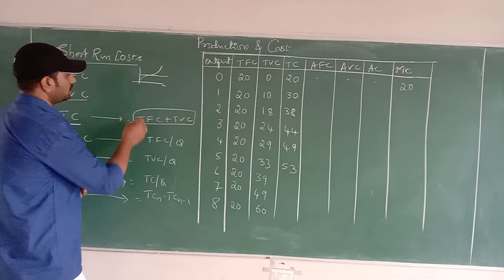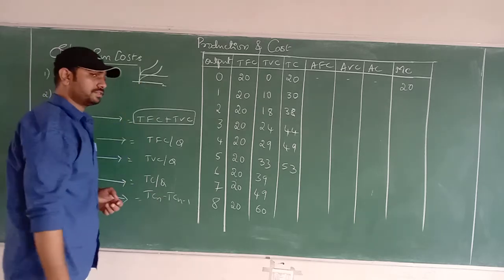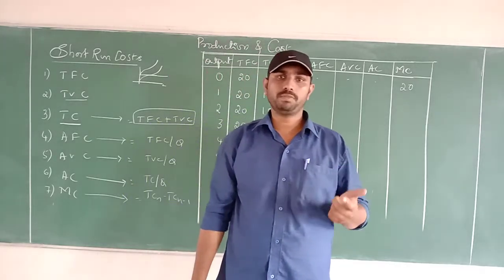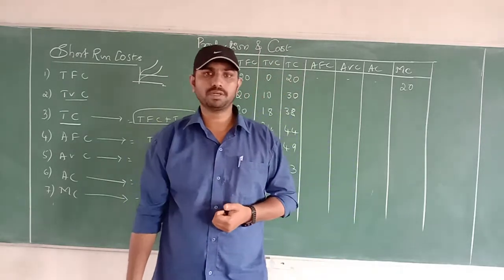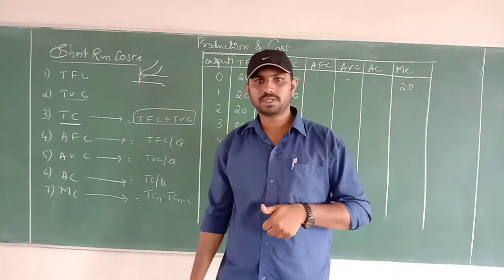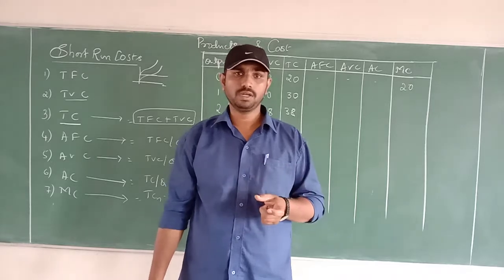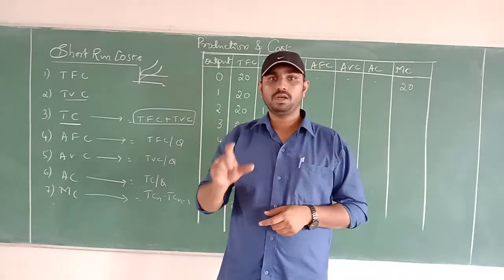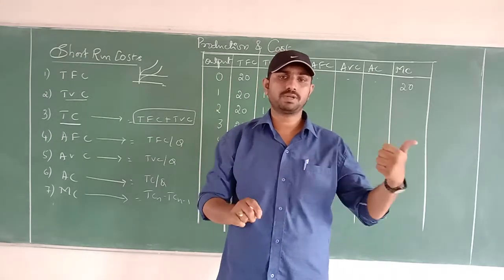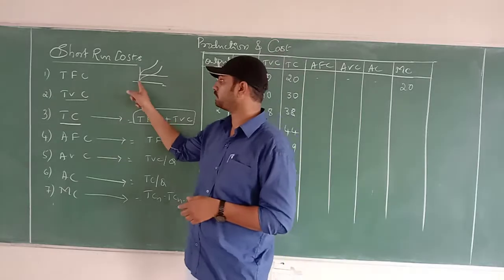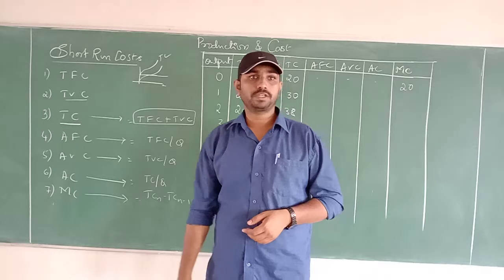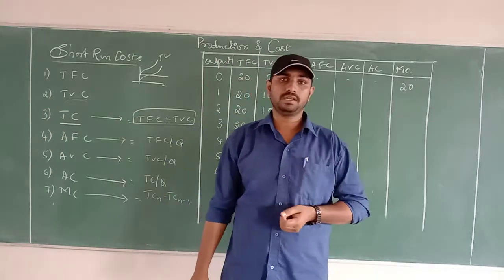The TC curve will move like this, above 0, not from 0, because it is a combination of both fixed cost as well as variable cost. One cannot ignore the variable cost. Whenever total cost increases, it is made up of fixed cost as well as variable cost, so it cannot pass through 0. It has to be above 0. This is called TC.